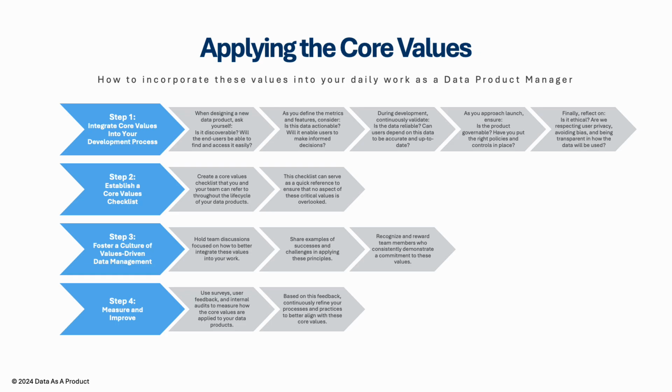To keep these values top of mind, create a values checklist that you and your team can refer to throughout the life cycle of your data products. This checklist can serve as a quick reference to ensure that no aspect of these critical values is overlooked. For example, before launching a new data product, run through the checklist. Have we ensured discoverability? Is the data actionable and reliable? Are our governance protocols in place? Have we conducted an ethical review?